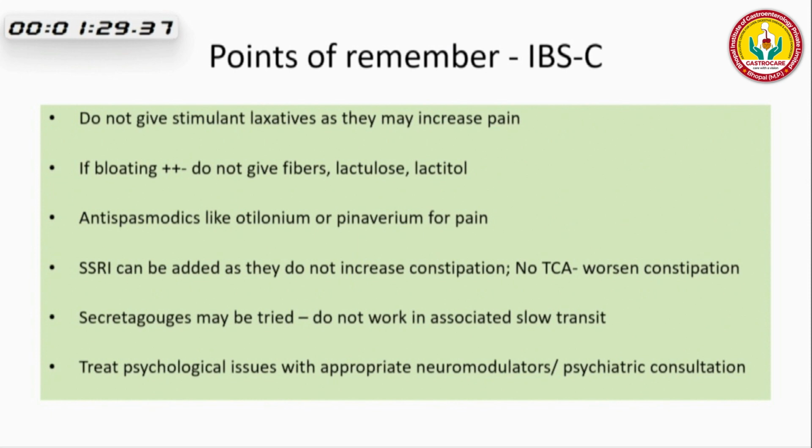In IBSC, we should not give stimulant laxatives because they increase pain. If bloating is present, we should not give fiber, lactulose, or lactitol. Antispasmodics like otilonium bromide, pinaverium can be given for pain in case it is severe. SSRIs may be given because they do not increase the risk of constipation, but do not give tricyclic antidepressants. Secretagogues may be tried in some patients but do not work in slow transit constipation, and it is very important to treat psychological issues with appropriate neuromodulator drugs and psychiatric consultation.